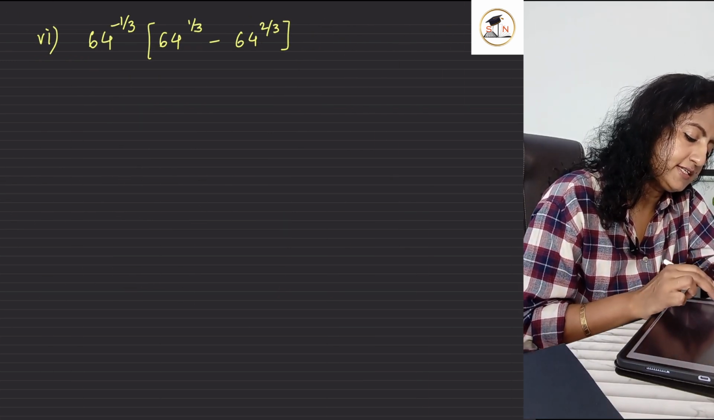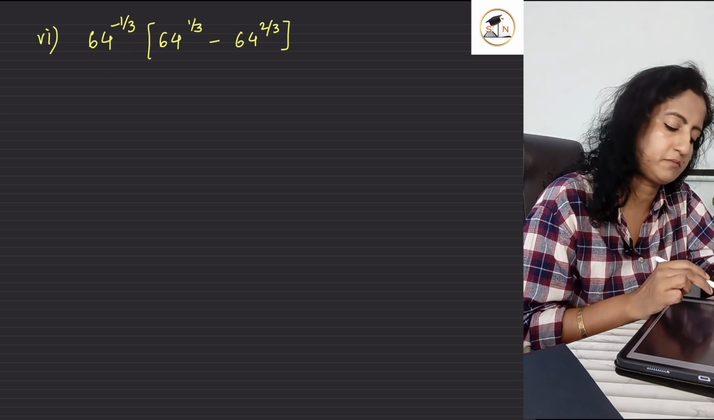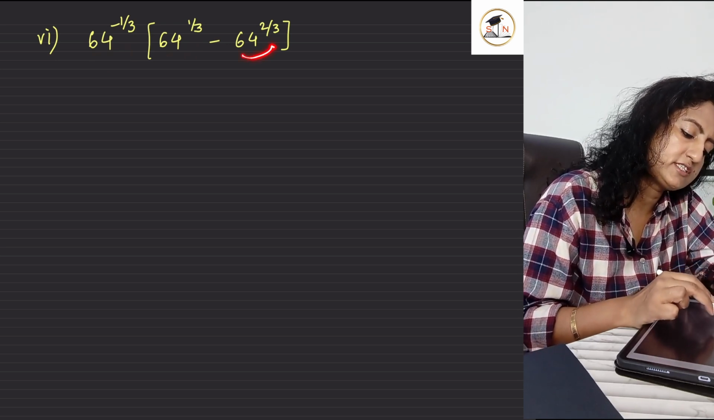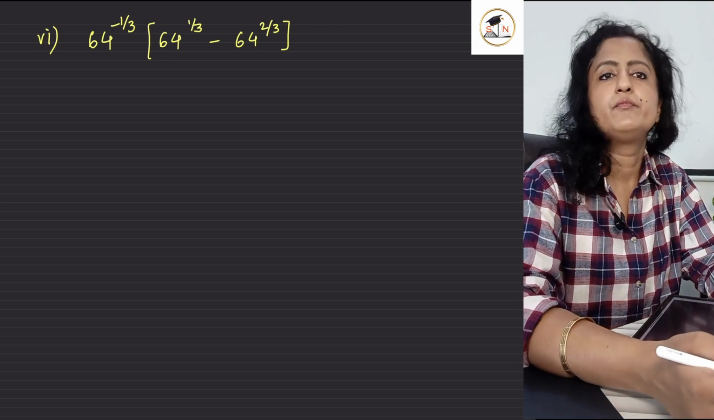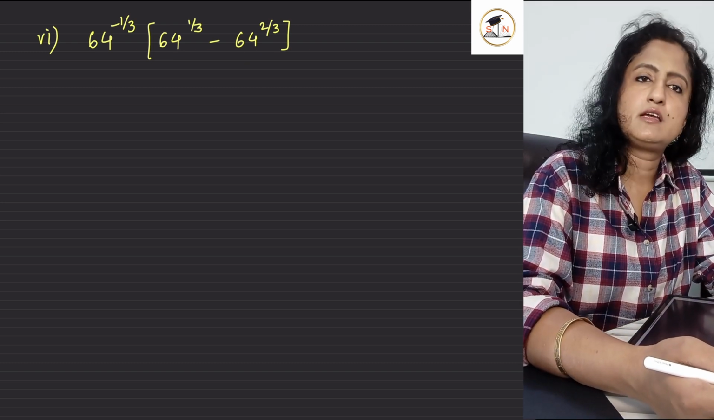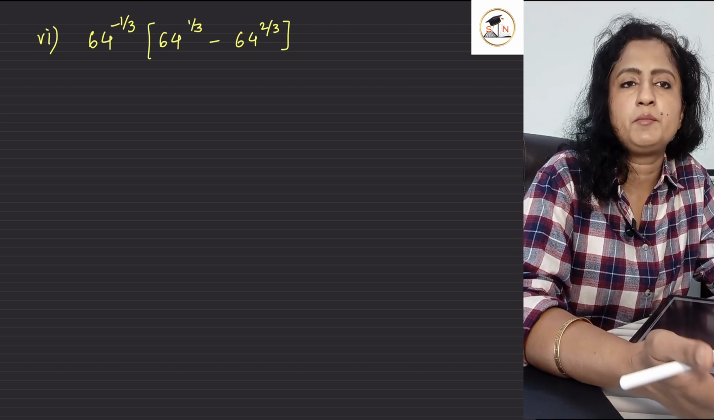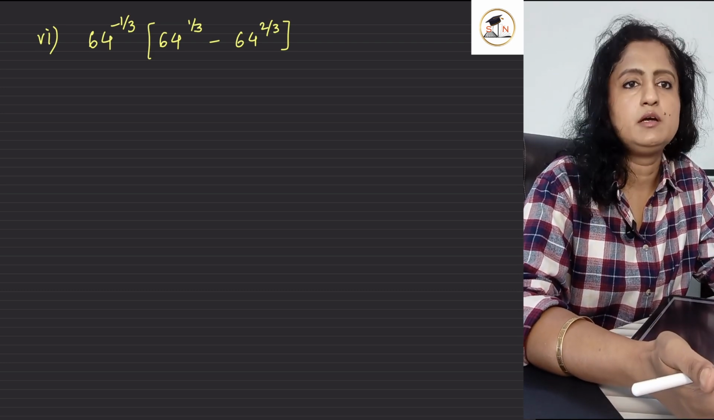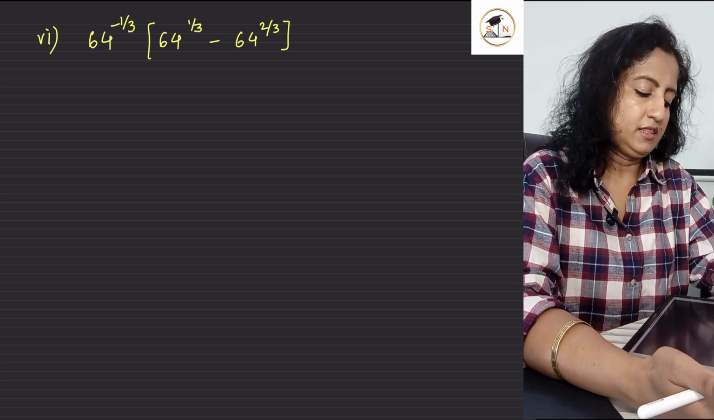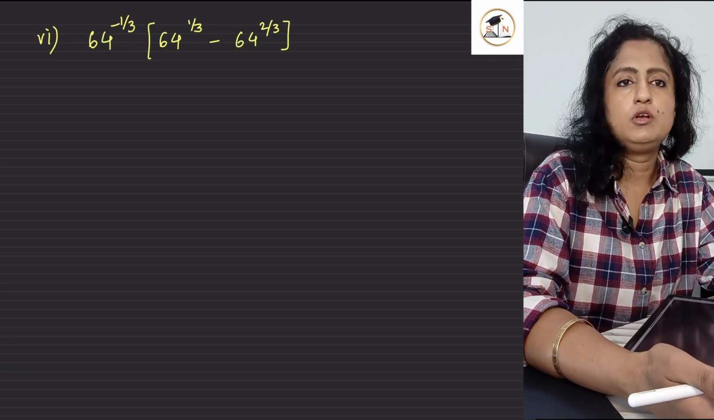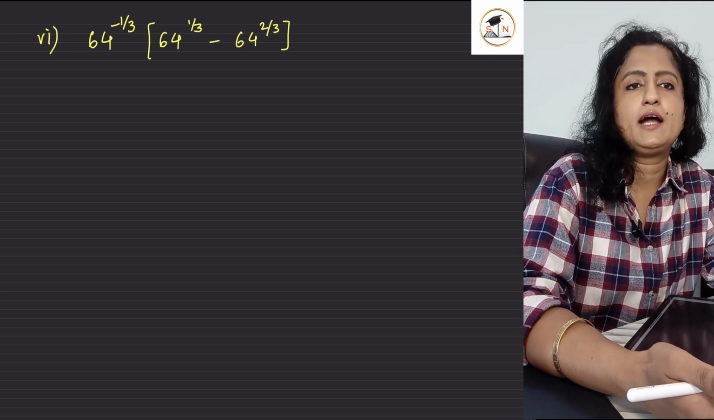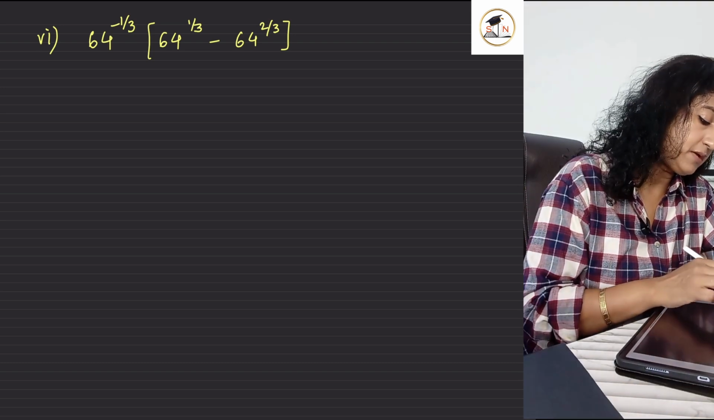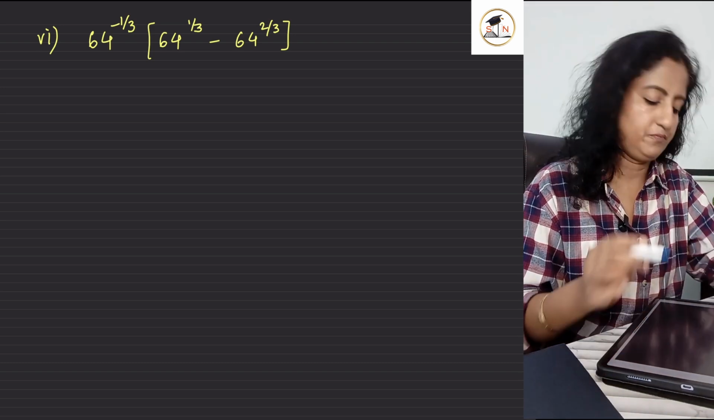The question is 64 to the power of -1 by 3 multiplied by 64 to the power 1 by 3 minus 64 to the power 2 by 3. Now, we have the same base, but two bases are in the bracket getting subtracted and one base is outside multiplying with the bracket. There is no exponential rule for when the bases are being added or subtracted, so please be careful of that. The first step is to simplify 64.